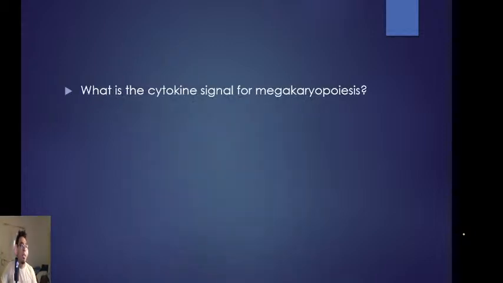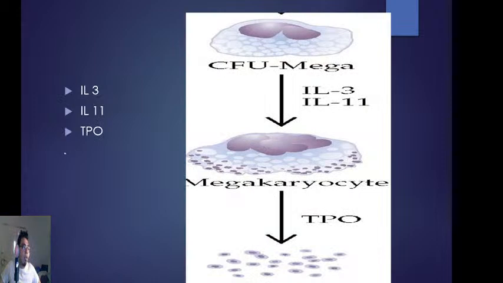It looks like that. Now, what cytokine is used as a signal for megakaryopoiesis? So it requires again, what's the most common? Interleukin 3. But this time, you need interleukin 11 and thrombopoietin. Right? There, TPO, thrombopoietin.